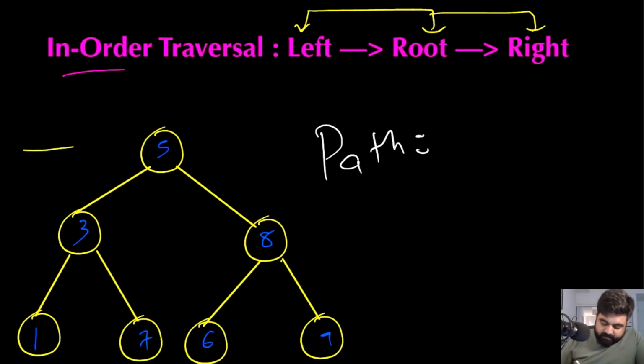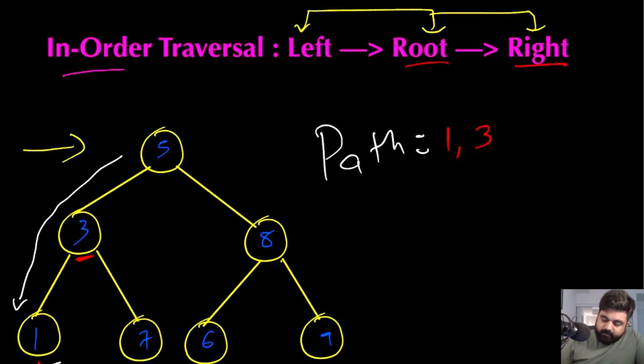So for this given example, what we are going to do is, first of all, go to the left node all the way possible. The left node in this case is 1. So the first node we are going to visit is node number 1. Now we can't go left anywhere, so we are going to visit its root node, which in this case is 3, and then we are going to visit its right node, which is 7.